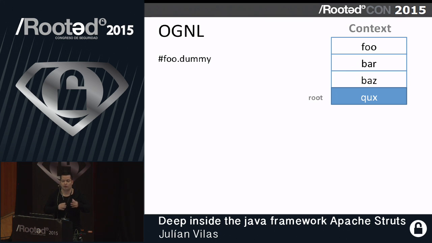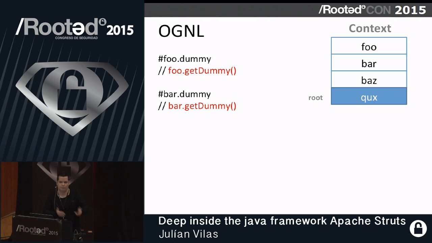Let's say it more graphically. Let's imagine this is the context. On this context there are 4 objects. These 4 objects are from Java, by the way, and then there is the root object Q. Upstairs on the left, you can see an OGNL expression, foo.getDummy, calling the method getDummy over the object foo.